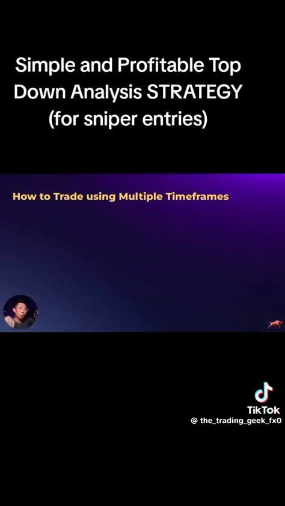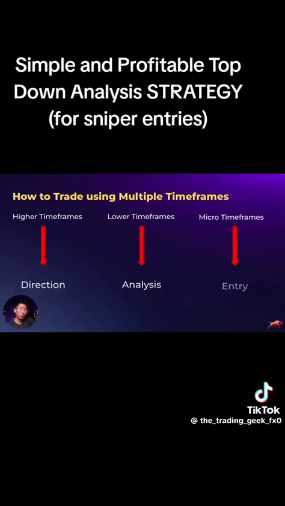Now let's talk about how to trade using multiple time frames. So for the higher time frames, you're going to use it to look for the trend direction, right? This is your directional time frame to see the overall trend direction of the market, whether it's bullish or bearish. And then for the lower time frames, you're going to use it to analyze the charts, mark up your charts so that you can determine the best entry points. And then for the micro time frames, the smaller time frames, you're going to use it to look for your entry confirmation for you to enter the trade.